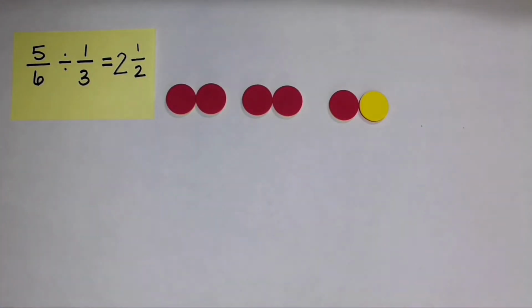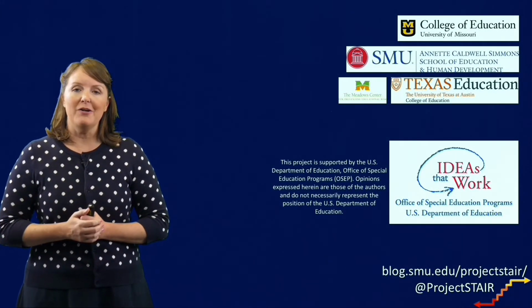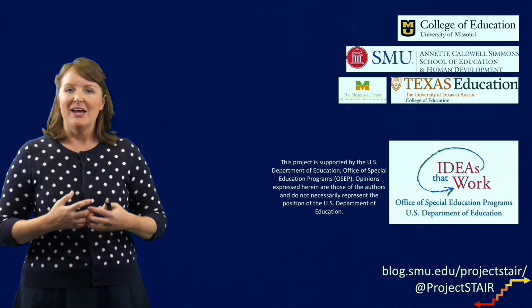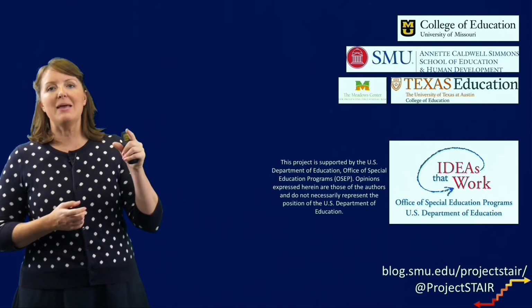So that was an example of how we can use the set model of fractions with our two color counters to show what it means to divide fractions. And it's all in that interpretation. How many groups of 1/3 can I make with 5/6?